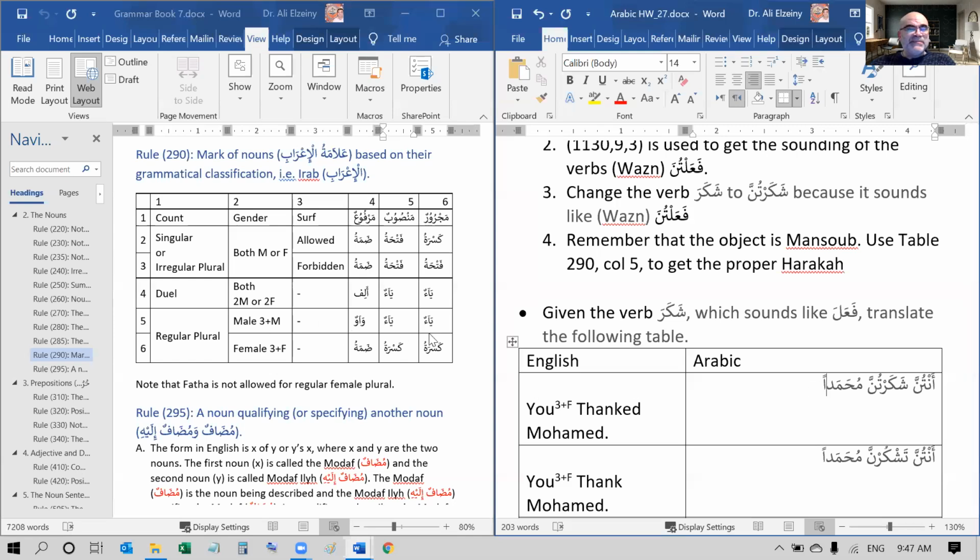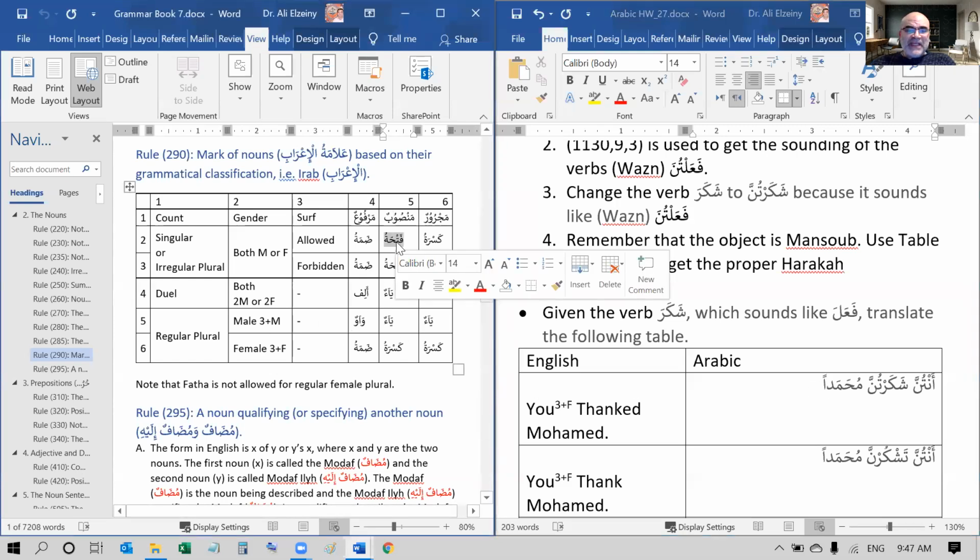So Muhammadan. Why Muhammadan? Number 1 is that mansub here is fatha. Mansub is fatha. So Muhammadun is wrong, Muhammadin is wrong, because mansub is fatha. So Muhammadan. Whether sarf is allowed or not allowed, it is fatha. So really, I don't care about sarf in this case, because whether it's allowed or not allowed is fatha.